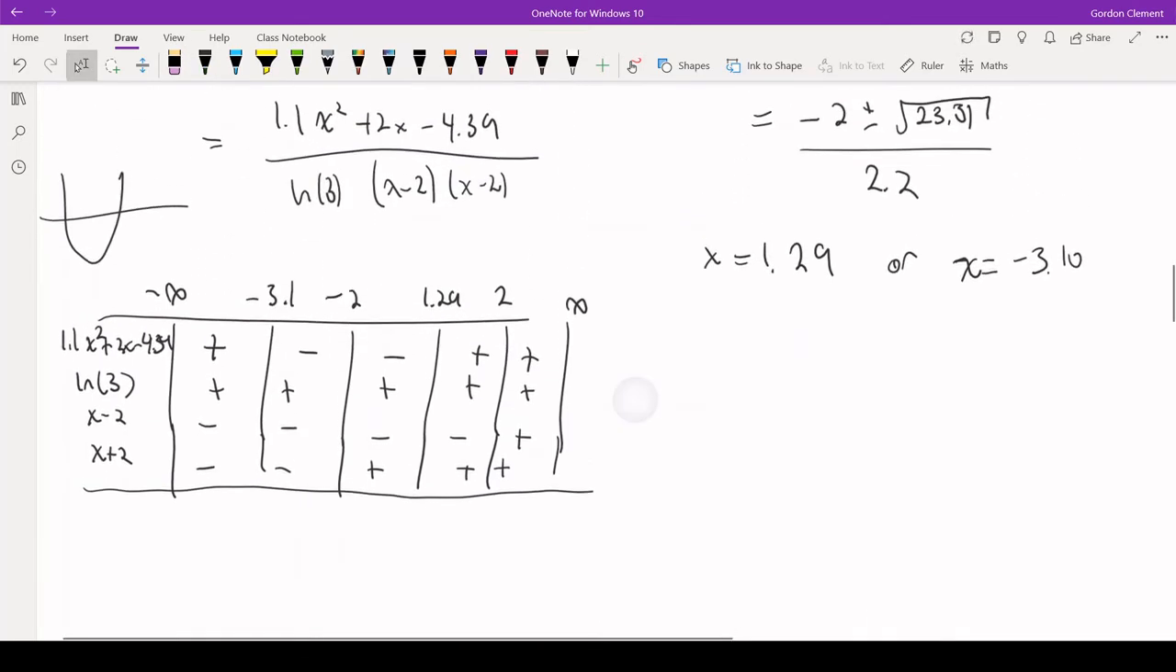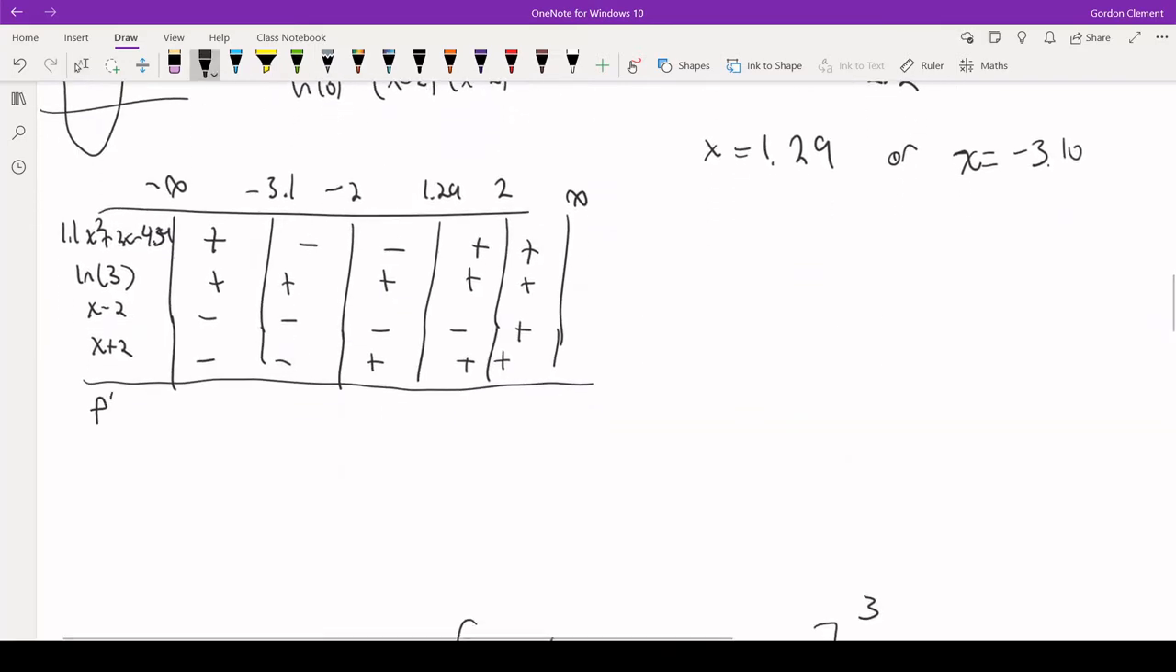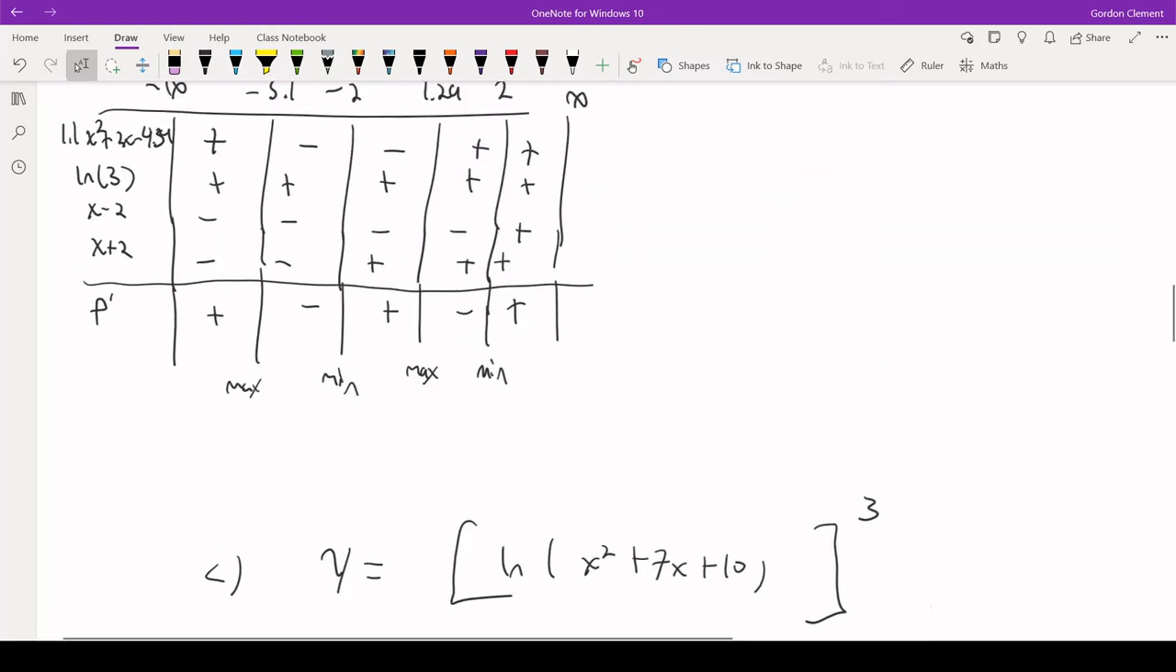Okay, sorry about that. Now, overall, our derivative is positive, then negative, then positive, then negative, then positive. Now, you would be tempted to say, well, that's a max, this is a min, this is a max, this is a min, so on and so forth. But that's not the case on this function.